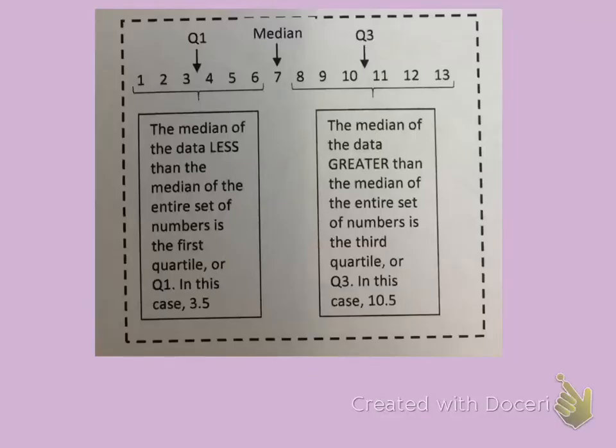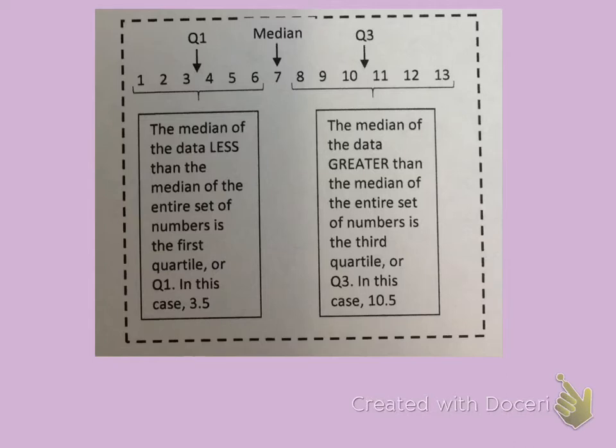So let's look at this set of numbers. This is a set of data, 1 through 13. Now they're ordered from least to greatest, and we found the median. The median is 7, and you guys already know how to find the median. Now the first quartile, or Q1, is going to be the median of the data less than the median of the entire set of numbers.